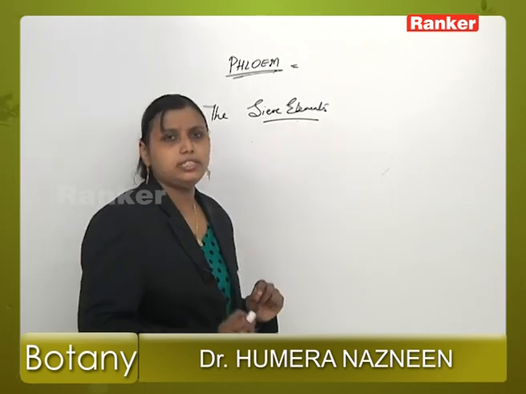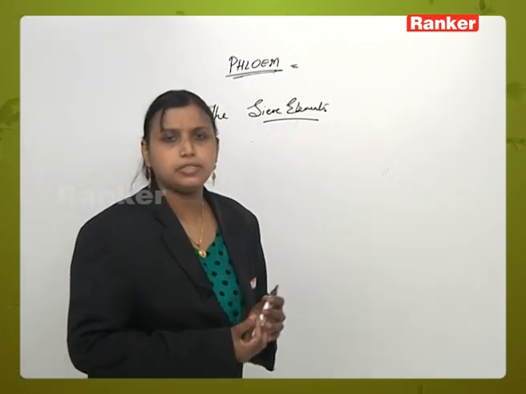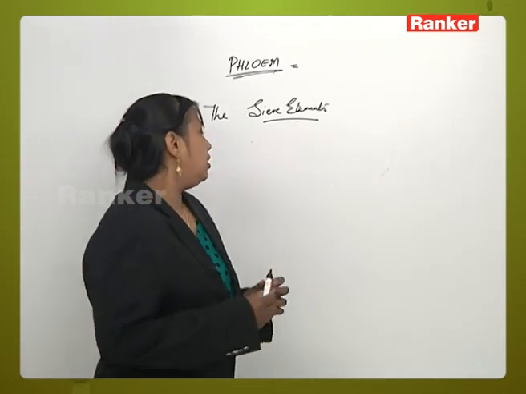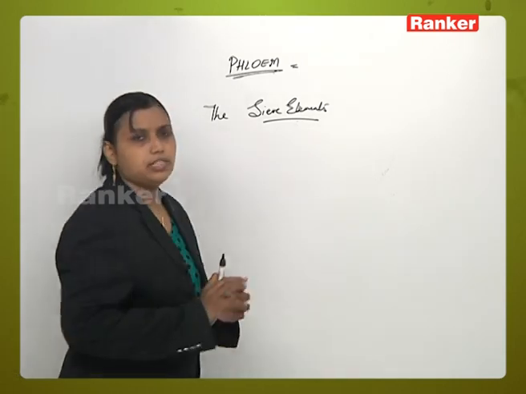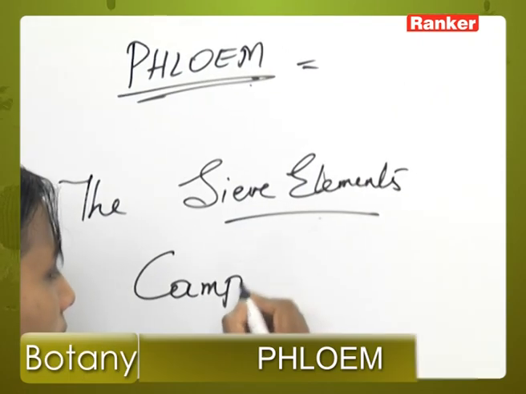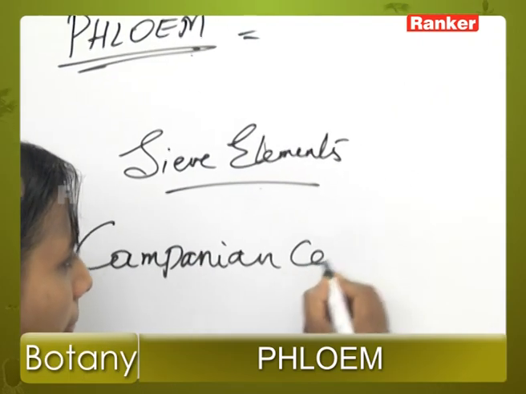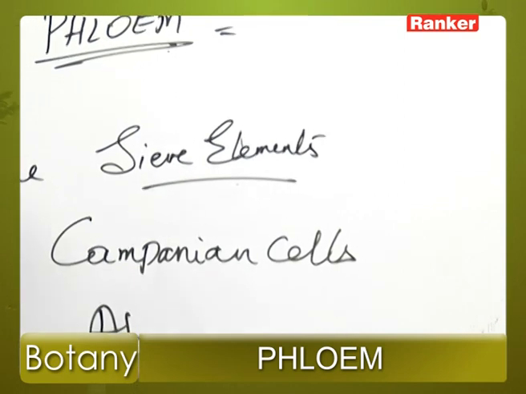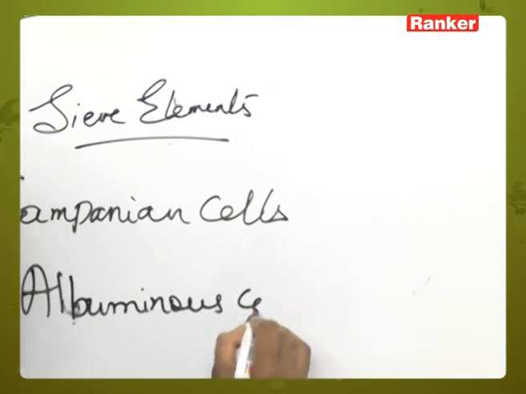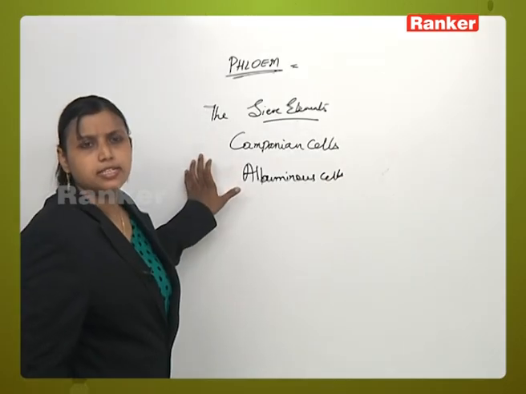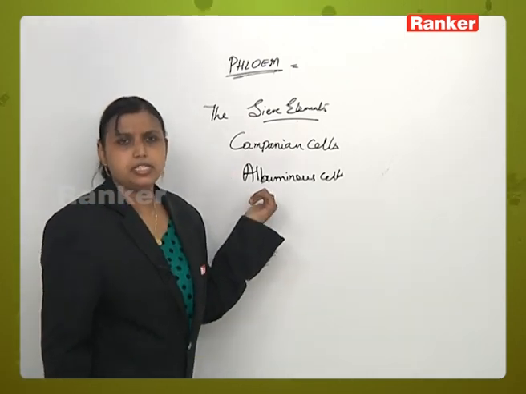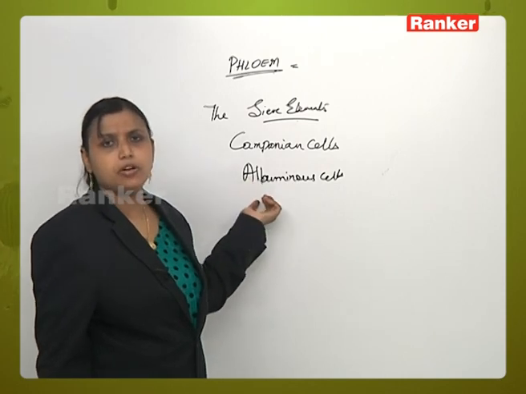Now, in addition to this, there are some specialized cells, specialized parenchyma cells, which are functionally important for the transport of food material. What are those which are not there in xylem and are only present in the phloem? Those are companion cells and albuminous cells. These are the specialized parenchyma cells which are functionally very important for the transfer of food material.